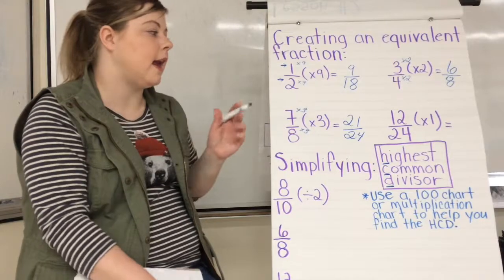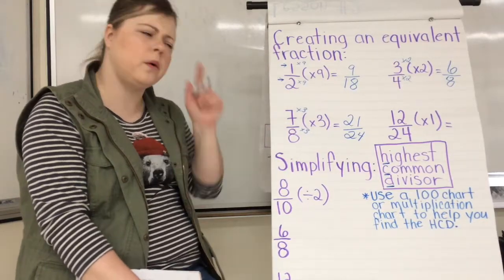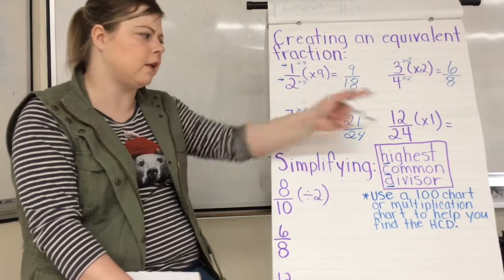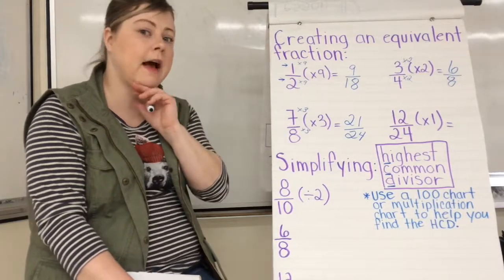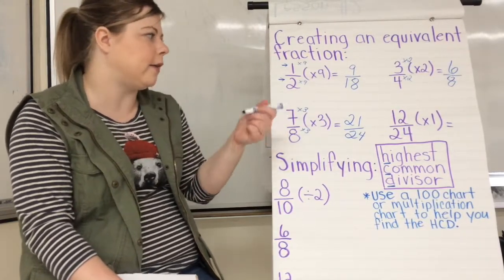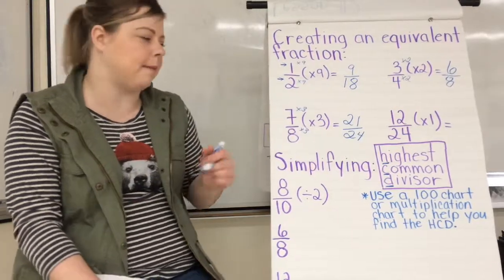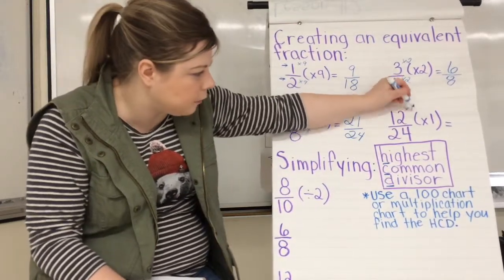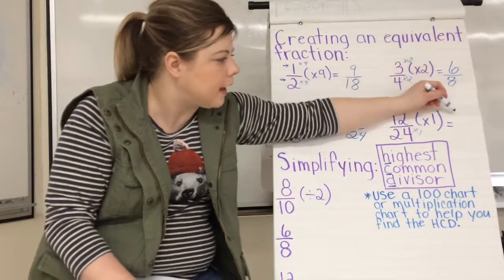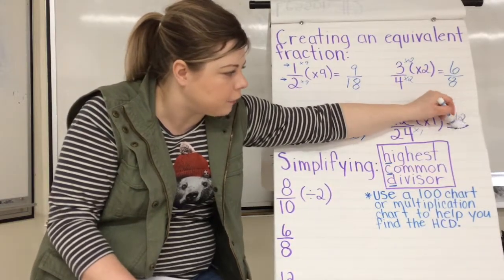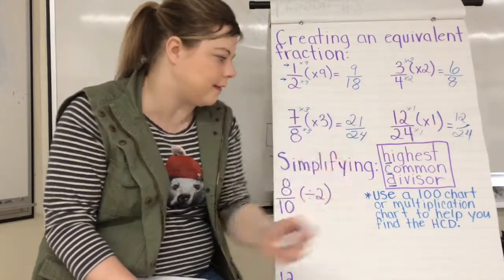The next one, I have 12/24. Right away I'm going to look at that number and I know that 12 is half of 24. So I know that it's representing a half. And it's only asking me to multiply it by 1. So again, I'm going to put my little multiplication symbol. And I know that the equivalent fraction that they want me to find is the same one as before.